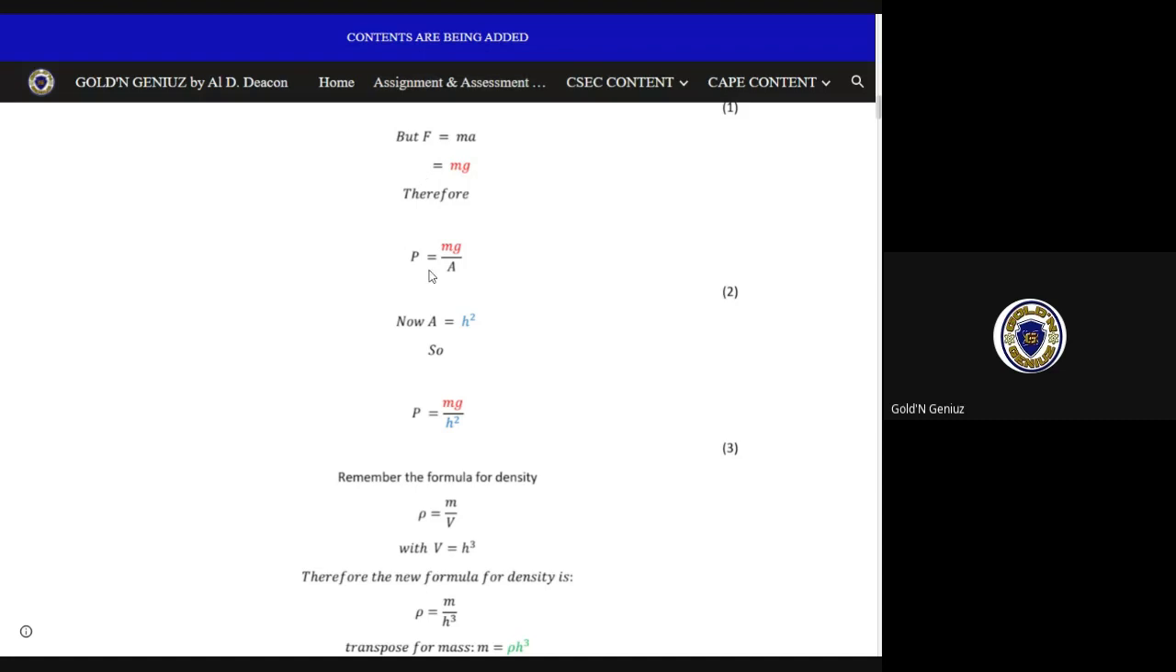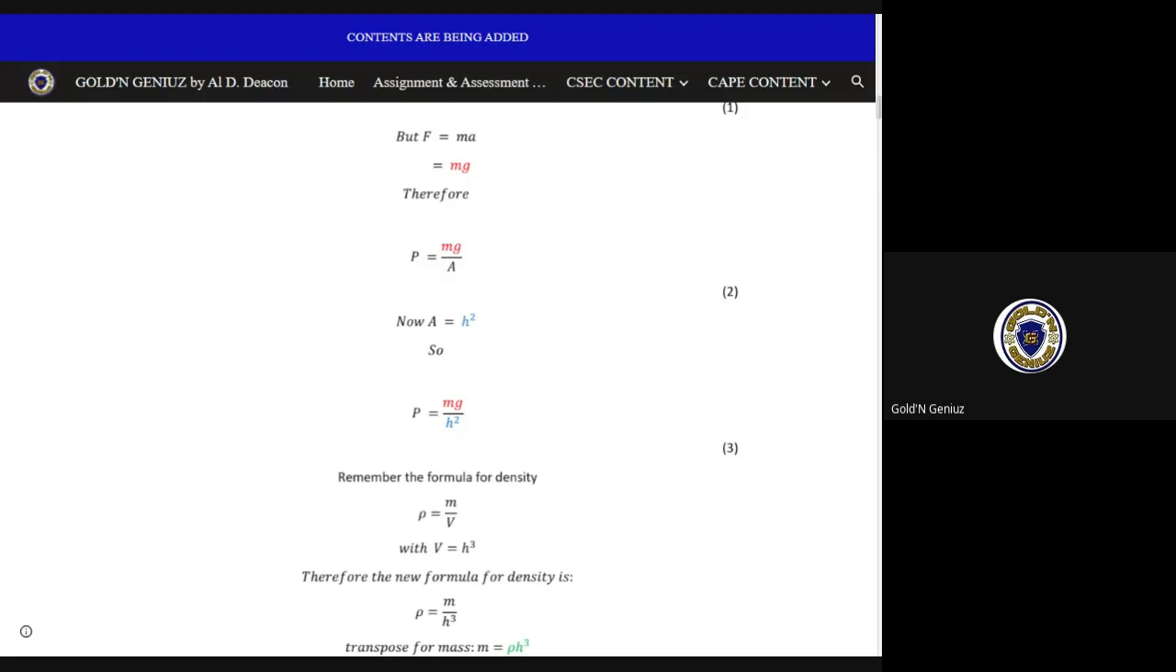Now, where I see A, I can put H times H. H times H will give me H squared. Anything multiplied by itself is squared. So where I see A, I will now put H squared.